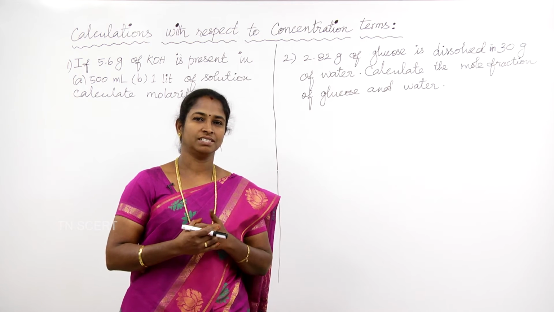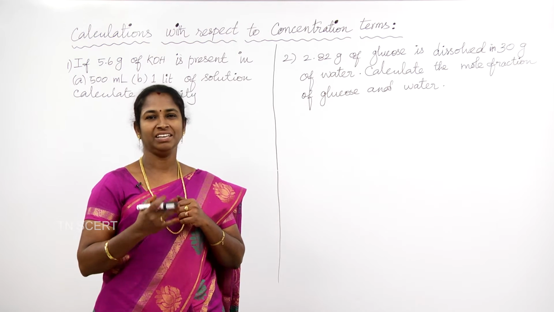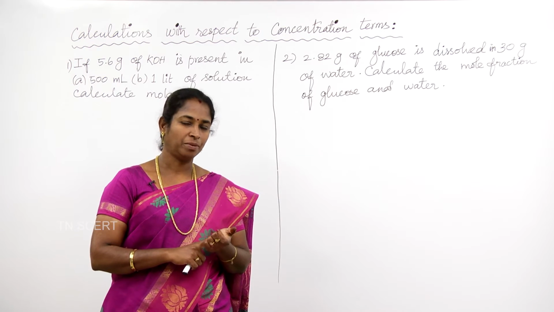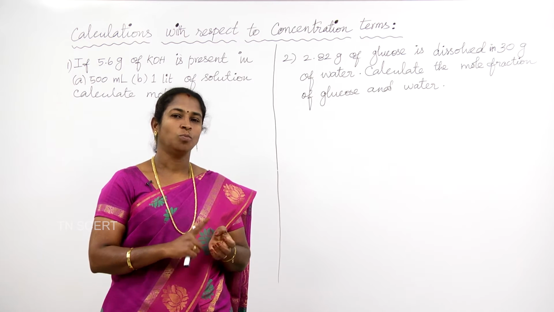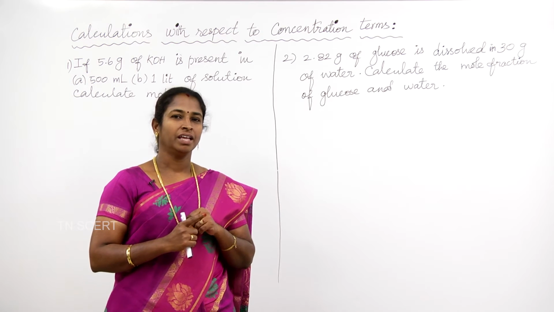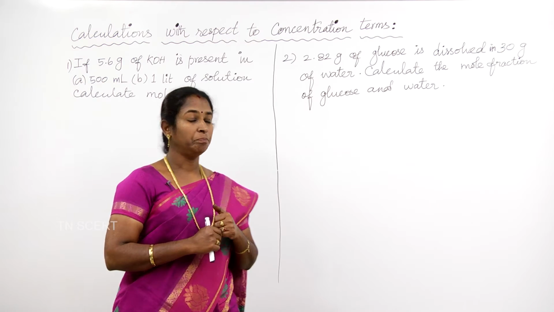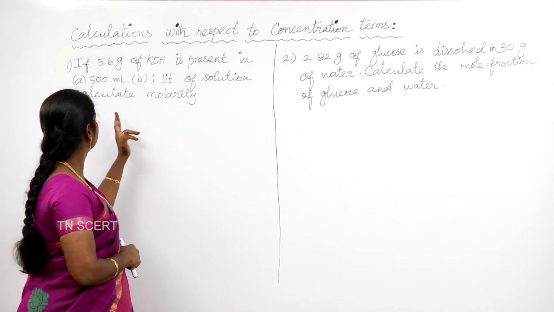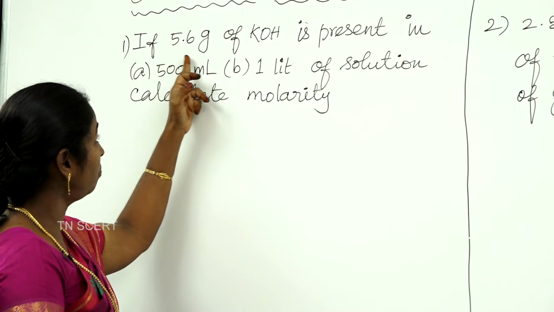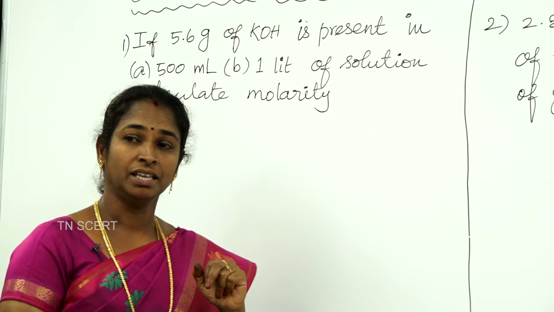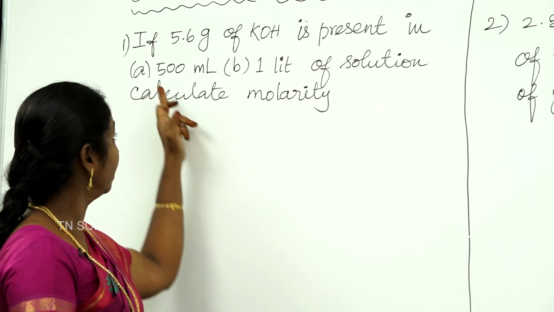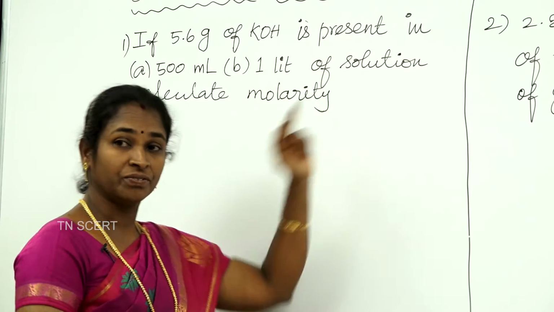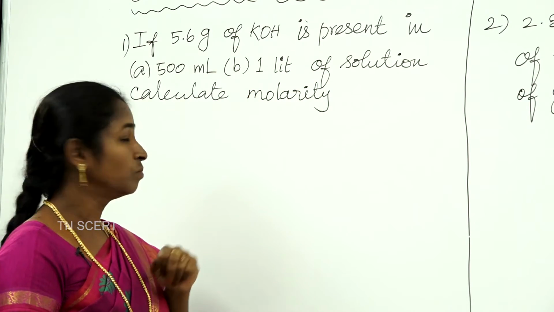Concentrations of solutions can be expressed in many ways such as molality, molarity, normality, formality, mole fraction, etc. Let us do some calculations based on the concentration terms. The first problem is: if 5.6 gram of KOH is present in 500 ml of the solution and 1 liter of the solution, calculate molarity.